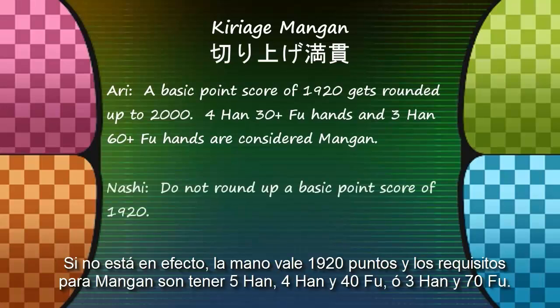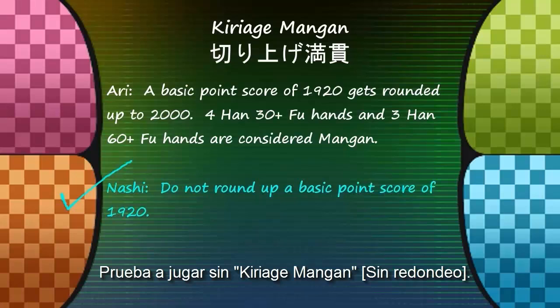If not in effect, the basic points are not rounded, and the minimum requirements for Mangan remain 5 han, 4 han 40 fu, or 3 han 70 fu. Try playing without Kiriage Mangan.